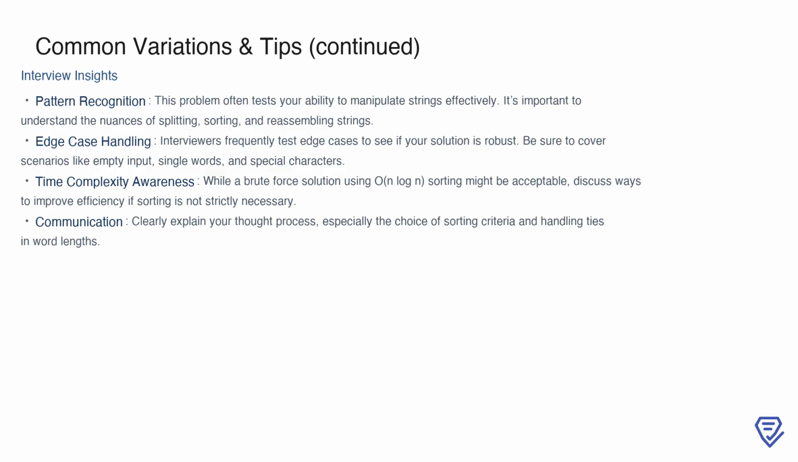Time complexity is also important. While an O(n log n) solution involving sorting is acceptable in many cases, it's a good idea to discuss potential optimizations, such as whether sorting can be avoided entirely. Finally, clear communication is essential. Walk your interviewer through your thought process, especially when it comes to choosing sorting criteria and resolving ties and word lengths. This not only helps demonstrate your understanding but also builds confidence in your approach.